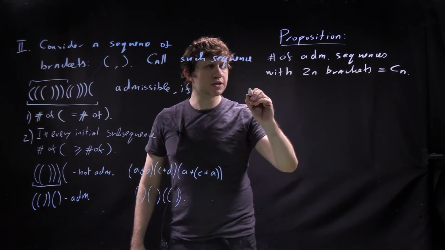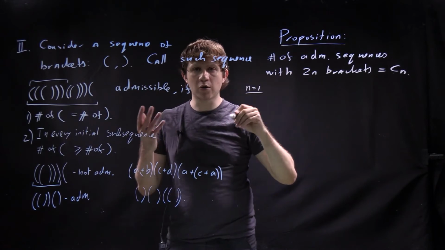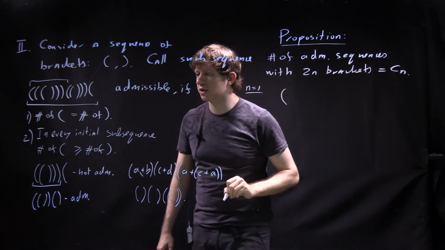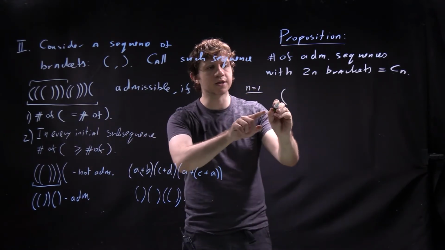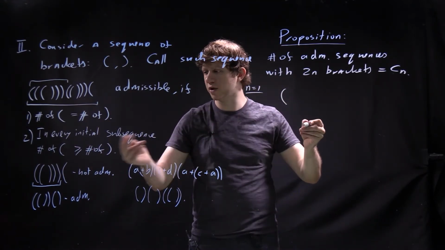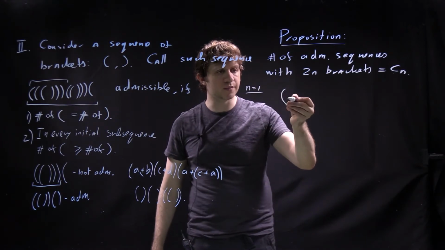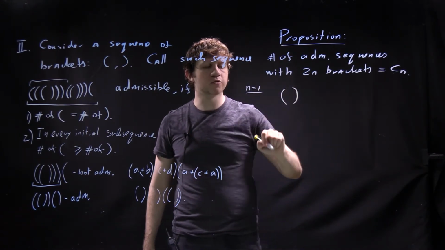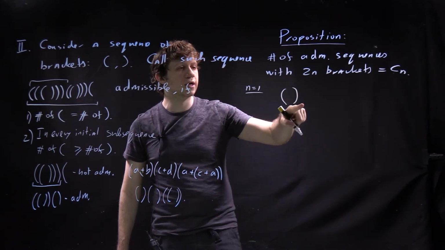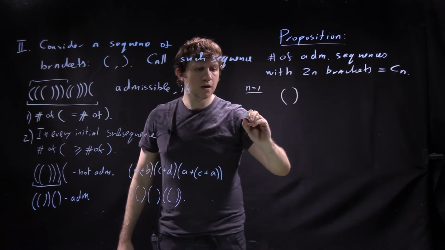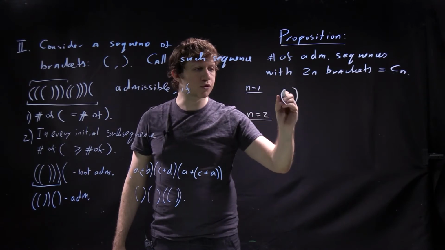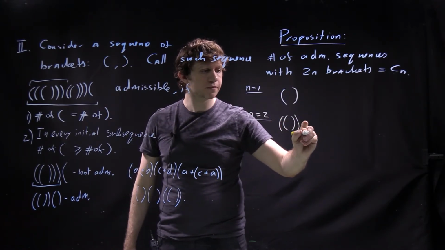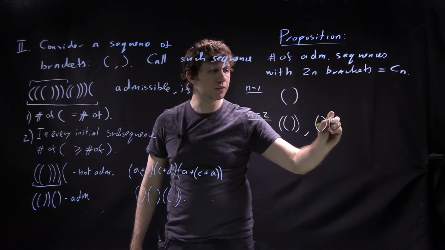If n equals 1, it means you have one opening bracket and one closing, and you have to start with an opening bracket because the number of opening brackets in any initial subsequence should be bigger than or equal to the number of closing ones. Then, of course, we put the closing bracket, and that's it. This is the only thing we can do with 2 brackets. For n equal to 2, there are 2 options: either opening, opening, closing, closing, or opening, closing, opening, closing.